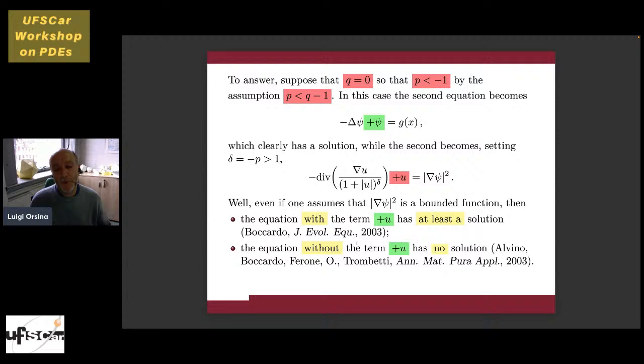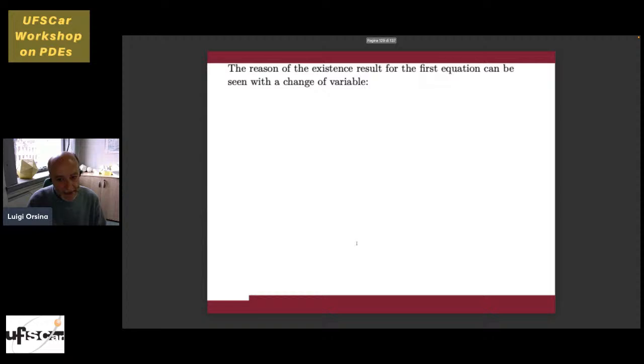So the term plus u, somehow, you can study the problem with q equals zero and p smaller than minus one, but to recover existence, you need to have the term plus u. Okay, I will skip this final part.